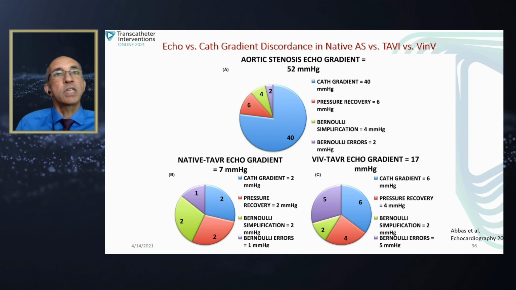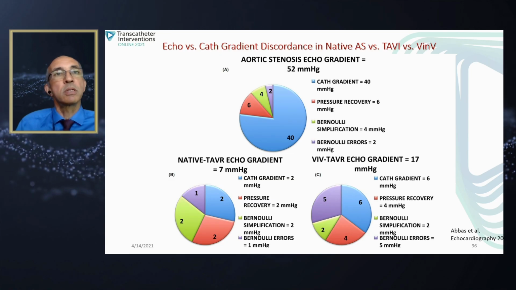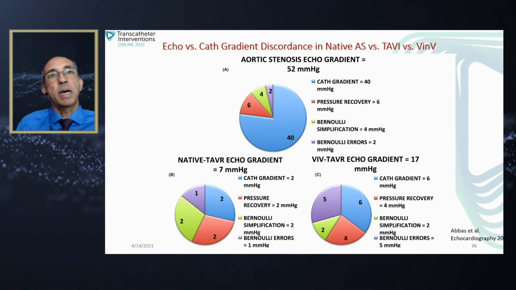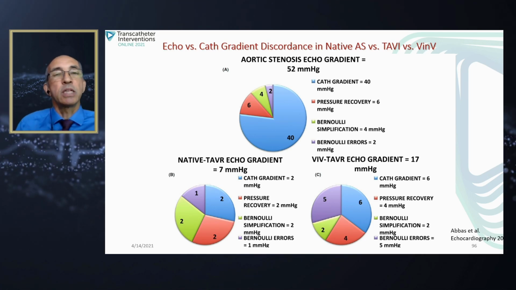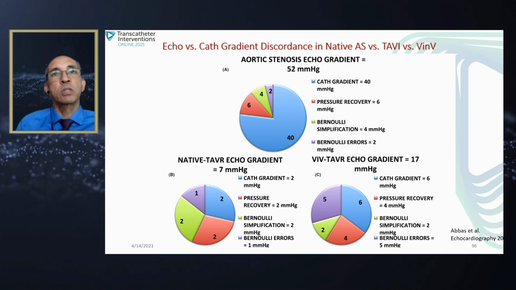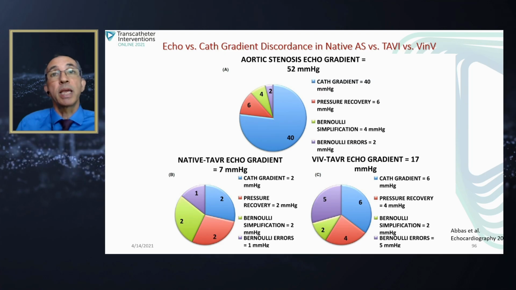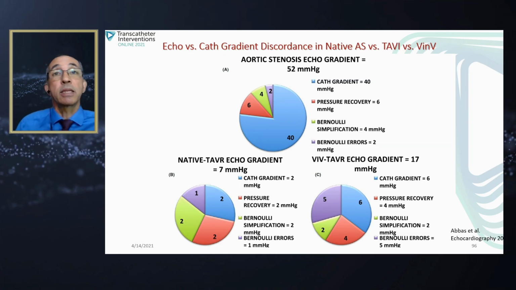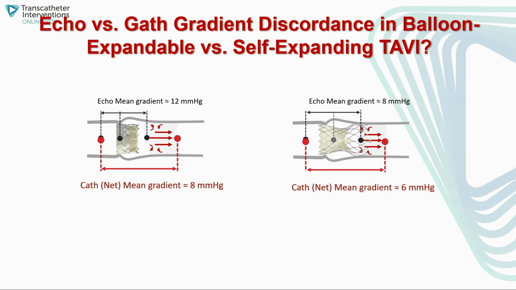When you go into the native TAVR, you see that in absolute terms it is a smaller difference, but in percent, it is different. You have 7 by echo, 2 by cath. And where it is maybe the most pronounced is for the valve-in-valve. In the valve-in-valve TAVR, this is where we see the most important differences between cath and Doppler, where we often have a high residual gradient by echo, and when we corroborate by catheter, there is actually very little or no gradient.